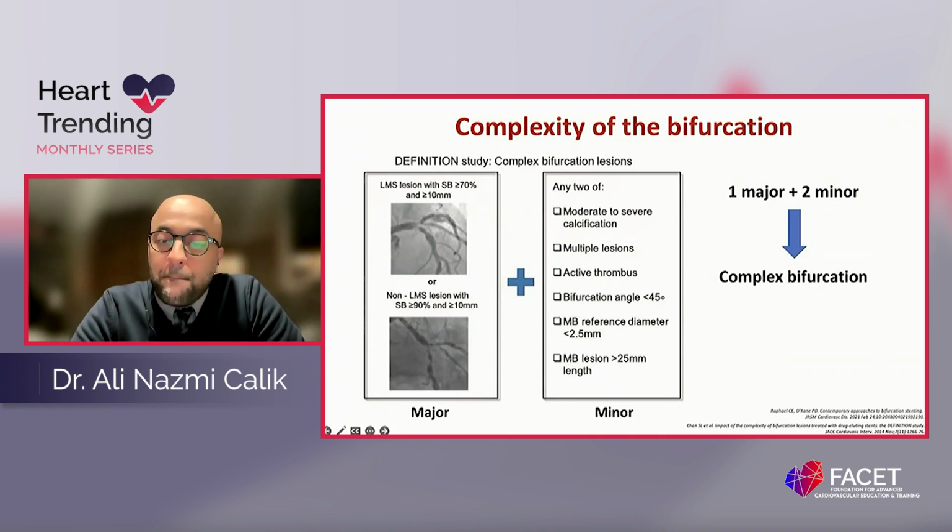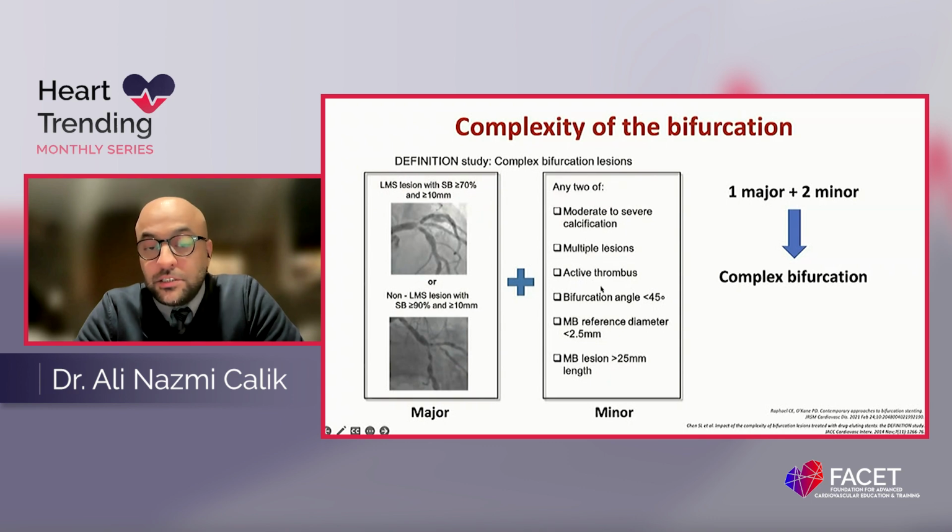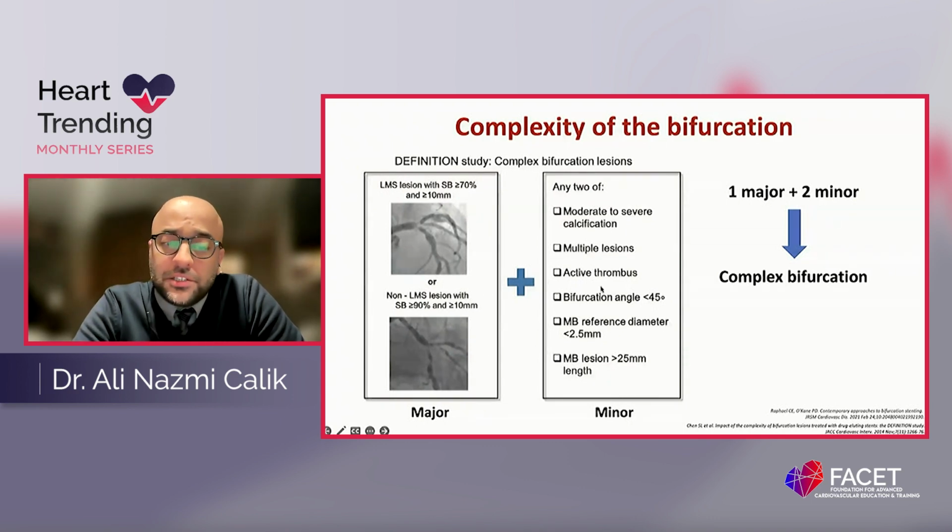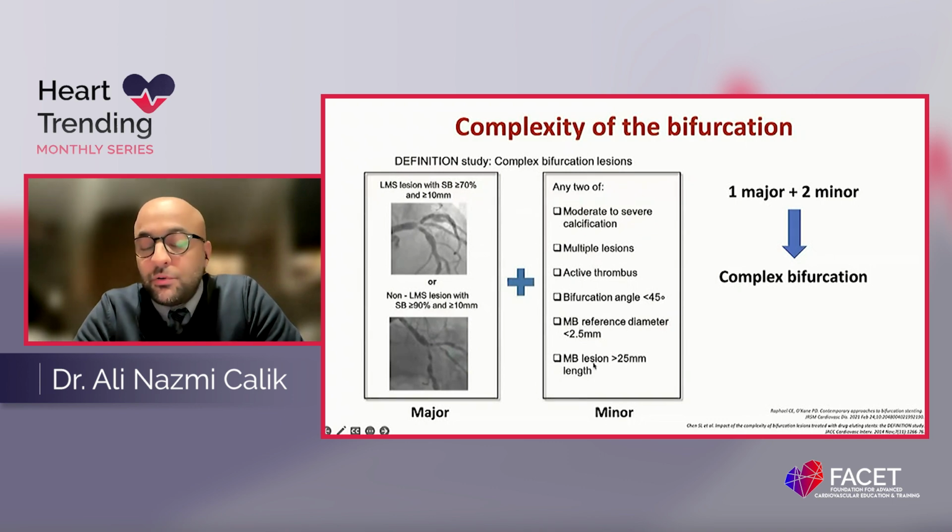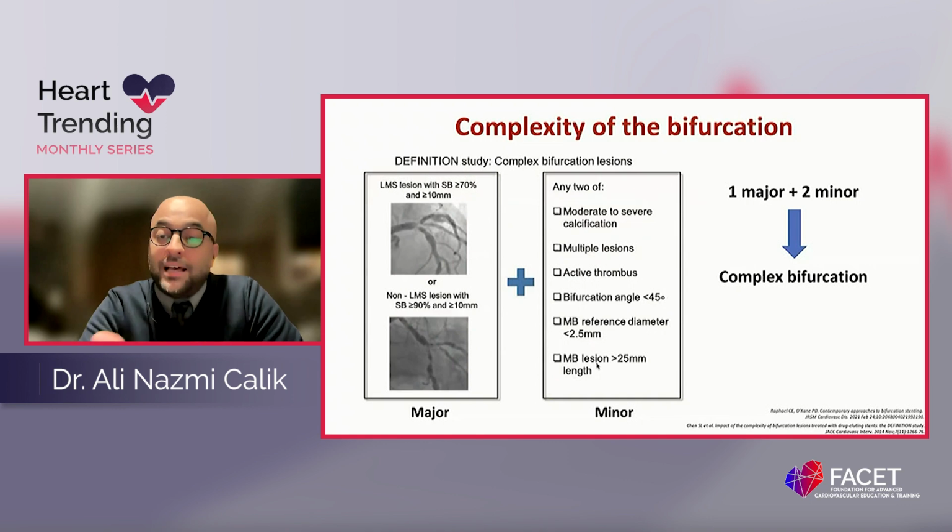When it comes to minor criteria, calcification, the thrombotic nature of the stenosis, multiple lesions, a narrow bifurcation angle, a small main vessel reference diameter, and long main branch lesions are defined as the minor criteria. And if a patient has one major plus two minor criteria, this bifurcation is called a complex bifurcation.